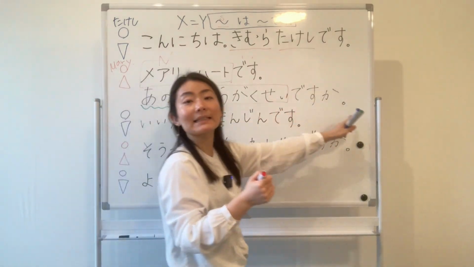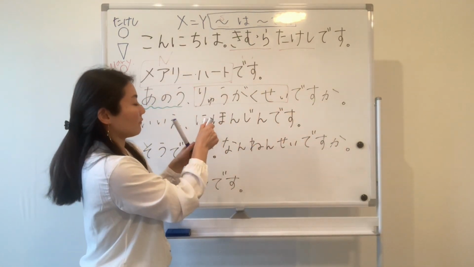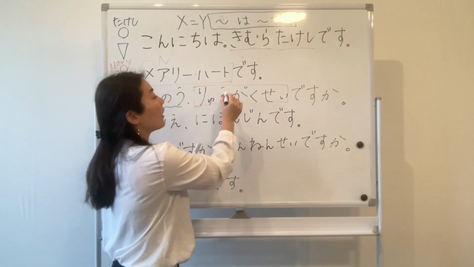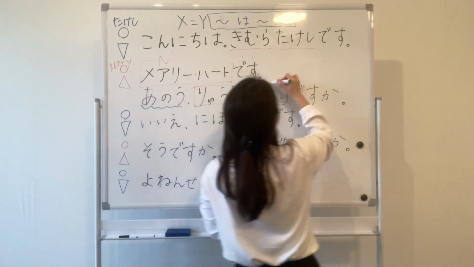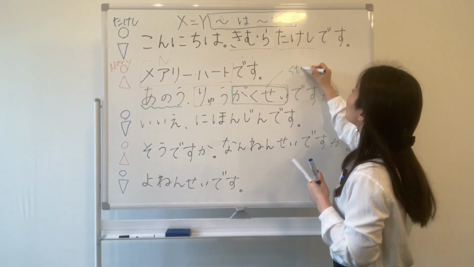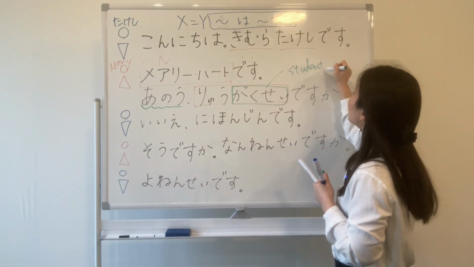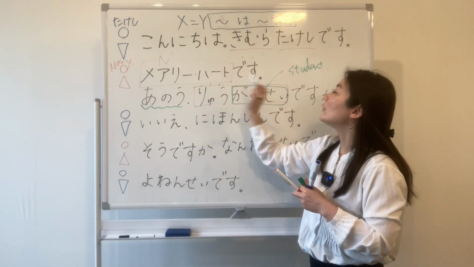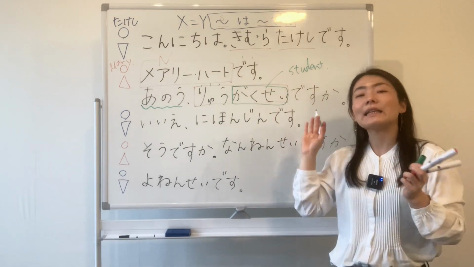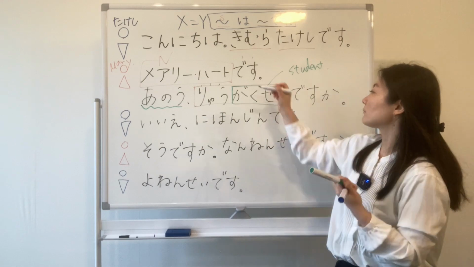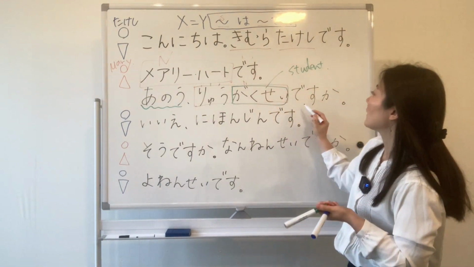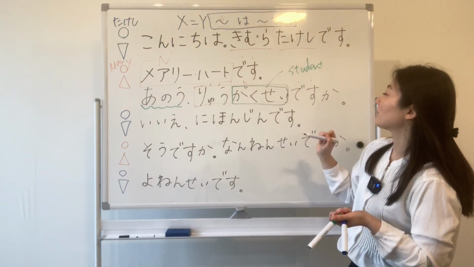Then, ですか? 学生. This is student. And 留学生 means international student. So, this is noun. And then we have desu.